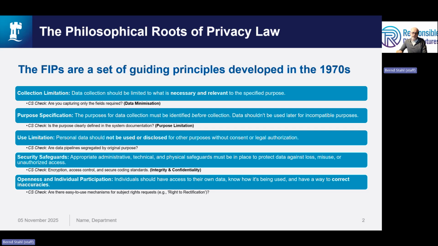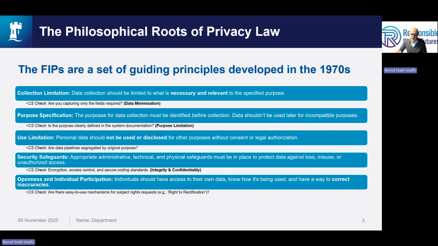Thirdly, use limitation. Personal data should not be used or disclosed for purposes other than the ones that they were collected for in the first instance, unless you get consent or there is a legal case to be made for this. So that means if you collect your data, are you certain that it cannot be used for any other purposes and that it's clear that it will be used only for the specified purpose to start out with?